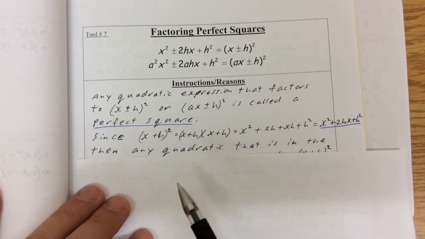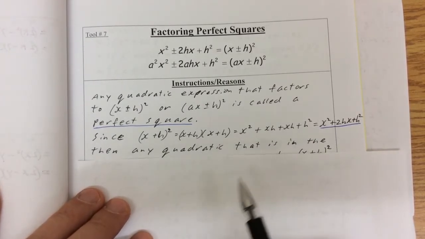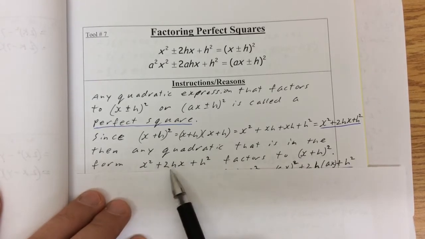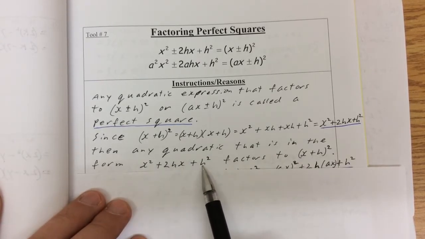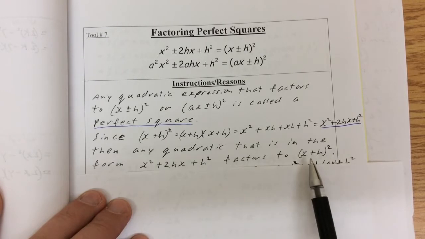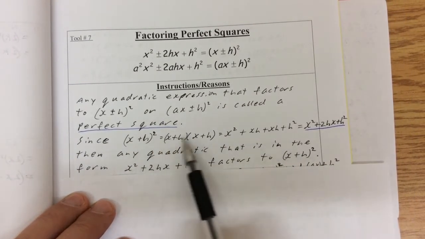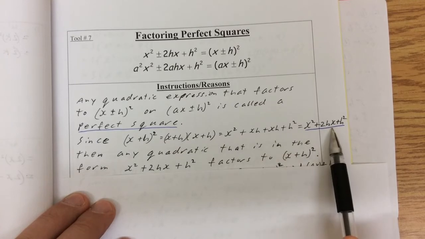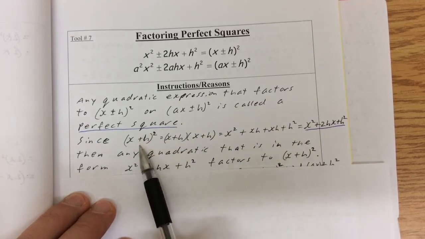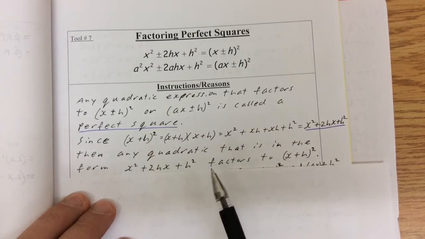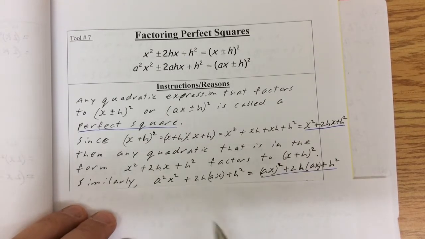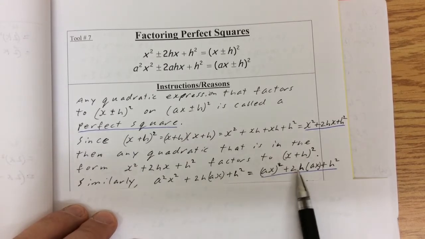Since that's the case, any quadratic that is in the form x squared plus 2h times x plus h squared must factor to x plus h squared. We just verified that by multiplying this out. We get that form, so anything that looks like this must be able to go backwards to that. Similarly, if you had something that looks like this, then it looks like this.